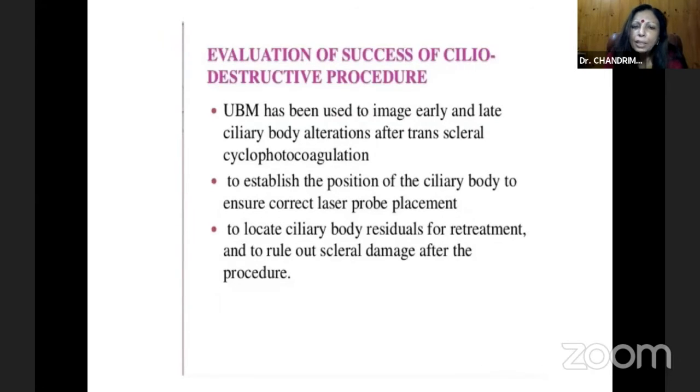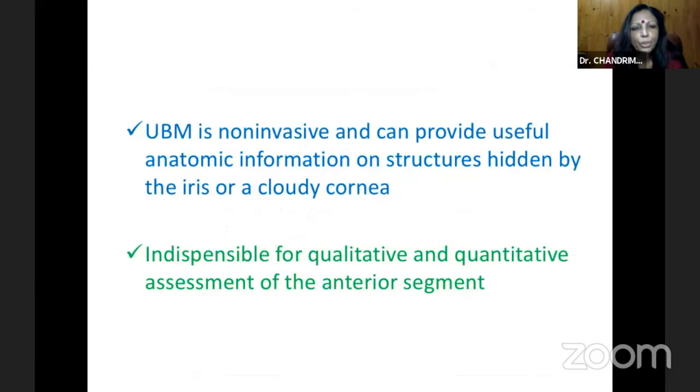So evaluation of success of these cycloablative procedures which are there nowadays, UBM has been used to image early and late ciliary body alterations after transscleral cyclophotocoagulation and to establish the position of the ciliary body to ensure correct laser probe placement, to locate ciliary body residuals for retreatment and to rule out scleral damage after the procedure. So the UBM has a host of uses starting right from diagnosing up to post-surgical and post all these procedures.